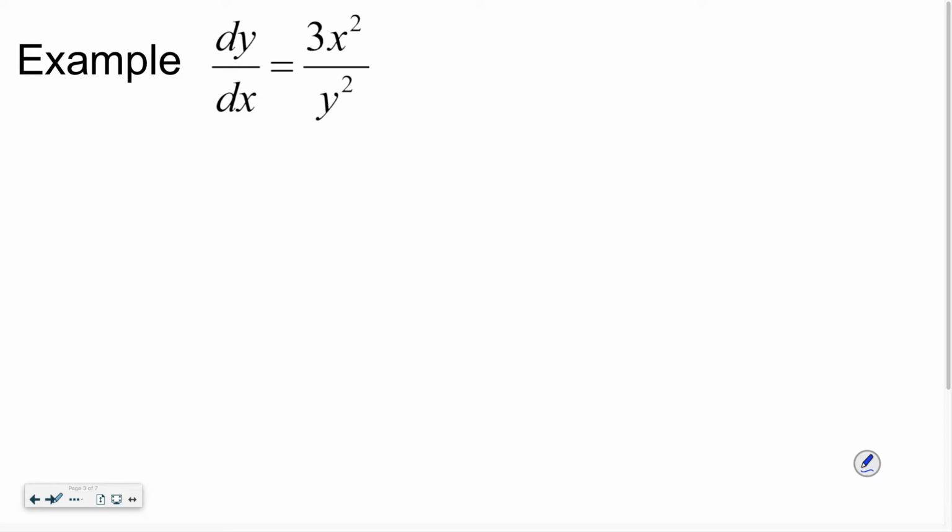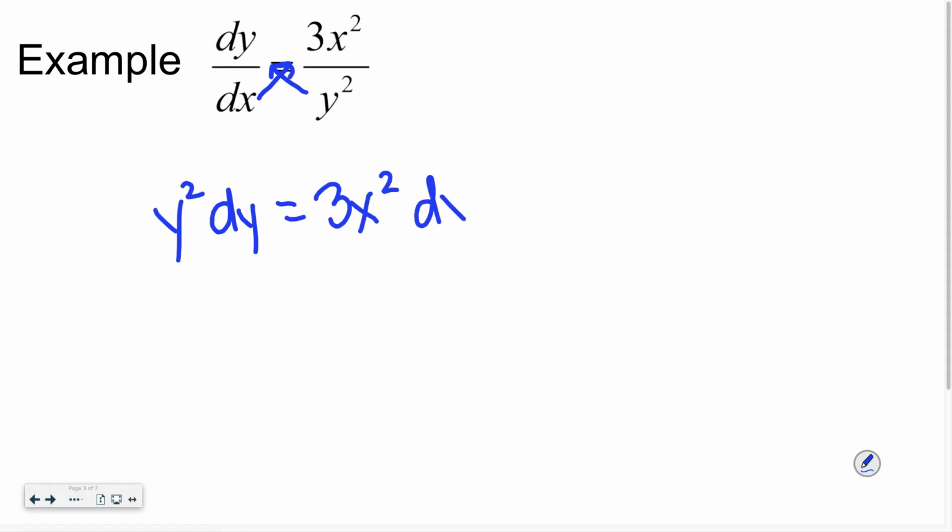Okay, our first step is to separate variables. How do I get y squared with the dy? We can multiply that y squared over. How do I get the dx with the x? Okay, so we essentially get to cross multiply, right? We can multiply the y squared over with the dy, and we can multiply the dx over with the 3x squared.